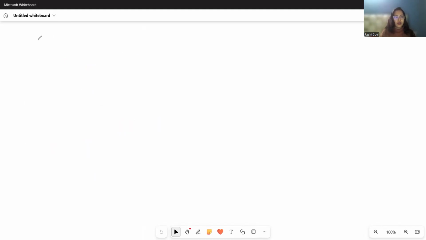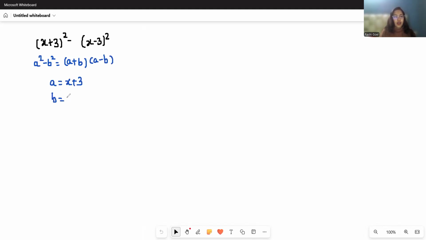Now do you want to try one more? Let's try this one: x plus 3 whole square minus x minus 3 whole square. Let's solve this by applying the identity. Pause the video and try it yourself. Comment down your answer. I will pin the first right comment. So it becomes a square minus b square, which is a plus b times a minus b, where a is x plus 3 and b is x minus 3.